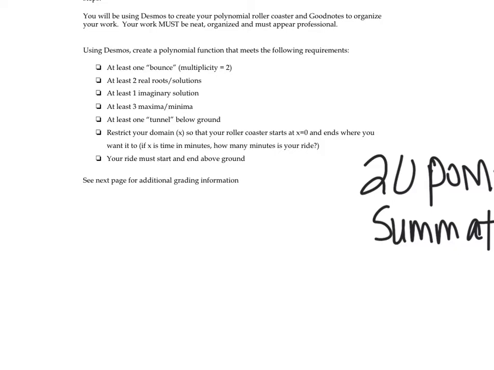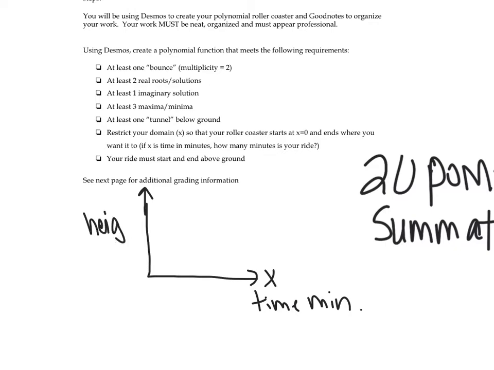So when we're looking at our Desmos graph, really you're only going to need the first quadrant, okay? Because if you think about a roller coaster, our x-axis is going to be time in minutes, okay? And our y-axis is going to be the height of the roller coaster. And the height you can put in units that you want. If you have a very small roller coaster, you can say every unit is 10 feet or something like that. It kind of depends on what your roller coaster ends up looking like.